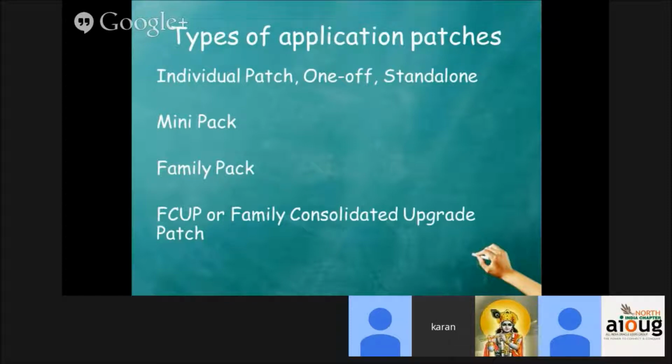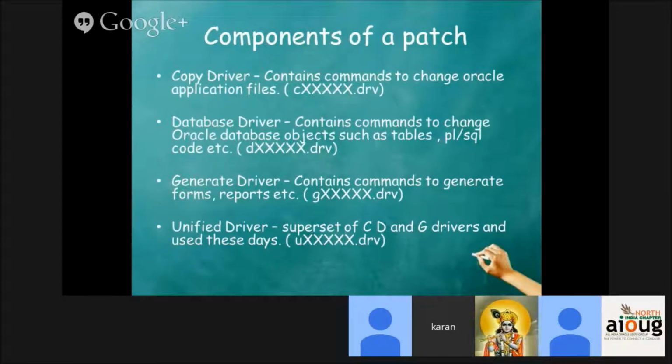Now, what are the components of an AD patch? One is the copy driver, which has the commands to change the Oracle application files. The copy driver starts with a C, then the patch number .drv. That is the copy driver file. The other one is the database driver. It has the commands which make the changes in the Oracle database objects, including tables, table definitions, PL/SQL code, procedures, packages. The syntax for such a driver is D, then patch number .drv.